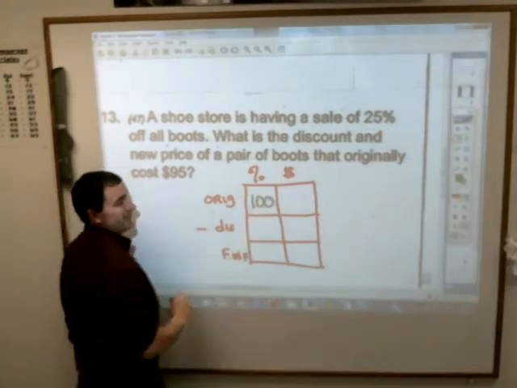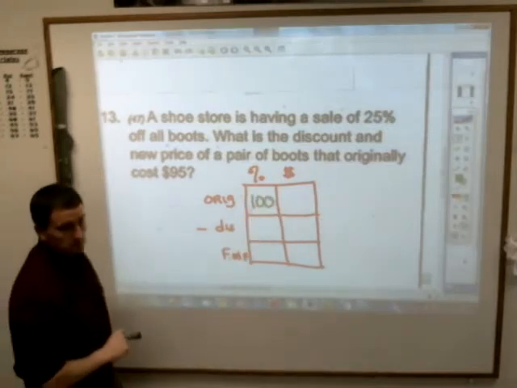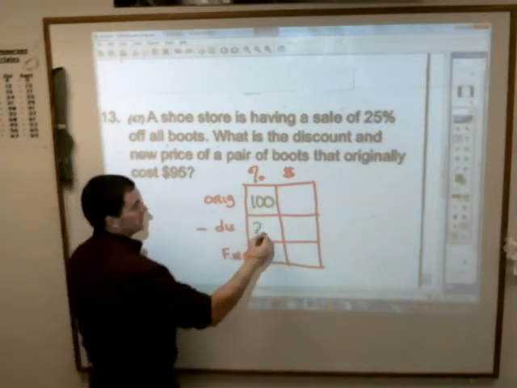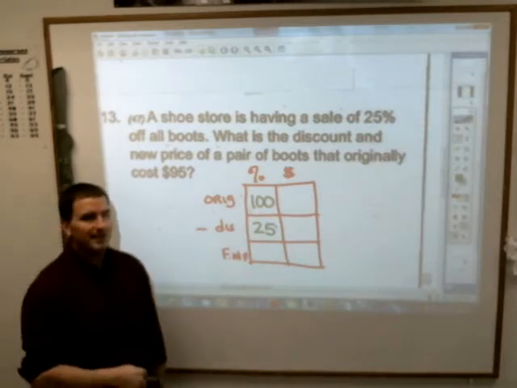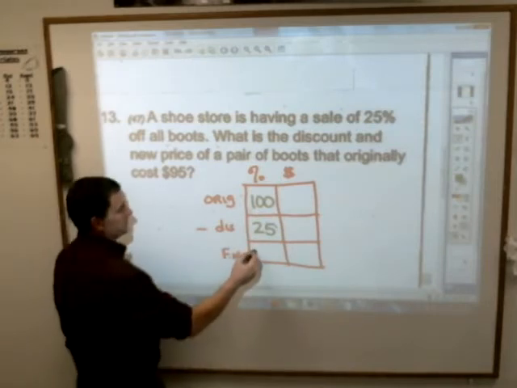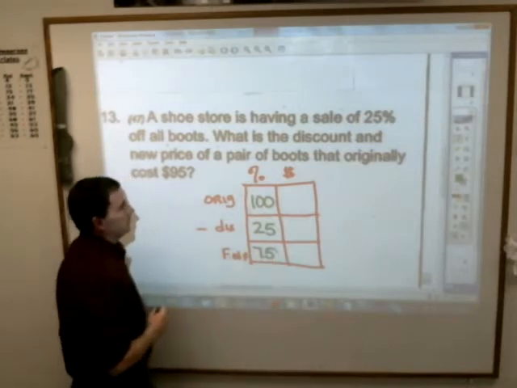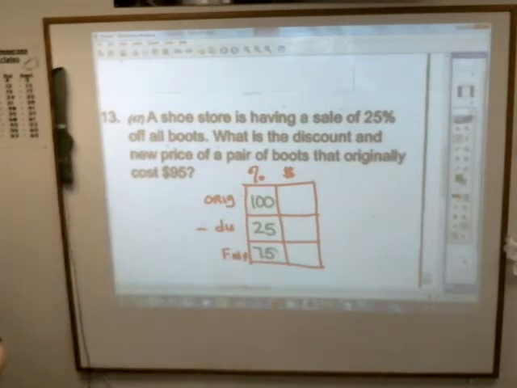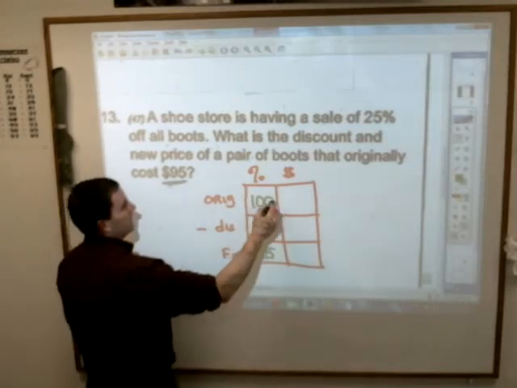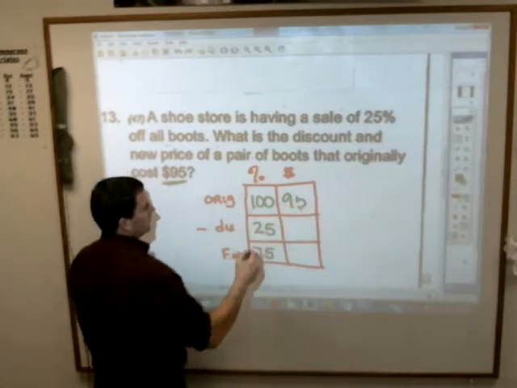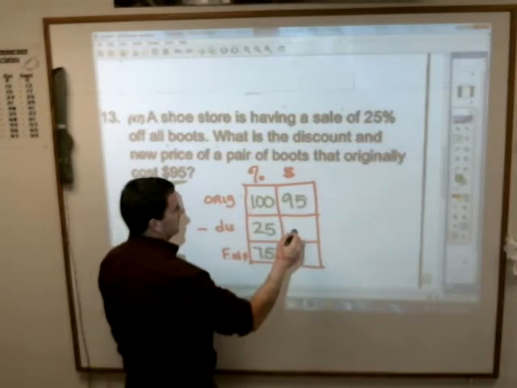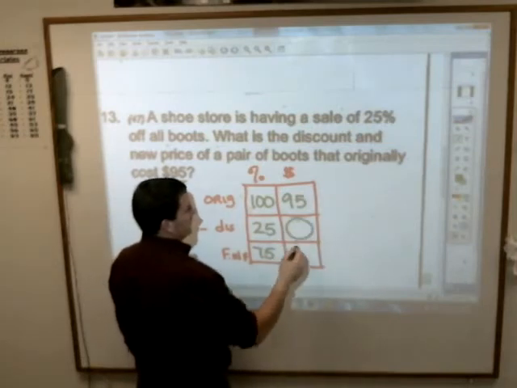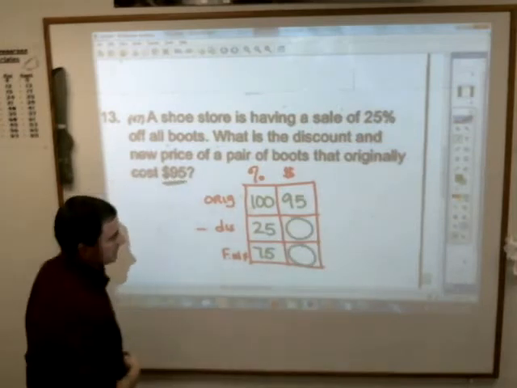Always. What percent am I getting to take off? 25%. So if I have original price of 100% and take off 25%, what percent am I actually going to pay? 75%. Now, what do I know about the shoes? The original cost is $95, so that has to go here. And they're asking me for the discount and the new price. I need to find both of those, but once you find one, you can just subtract and find the other.